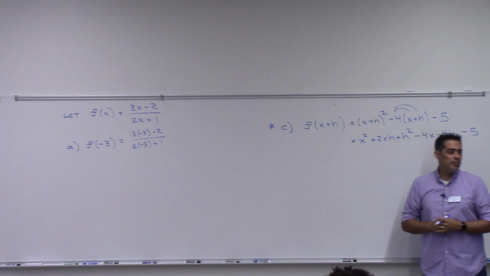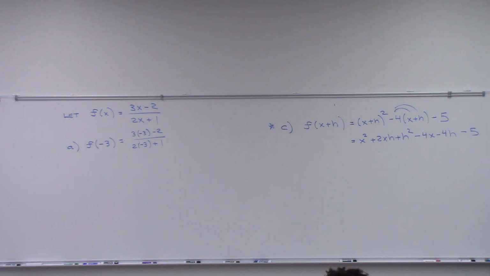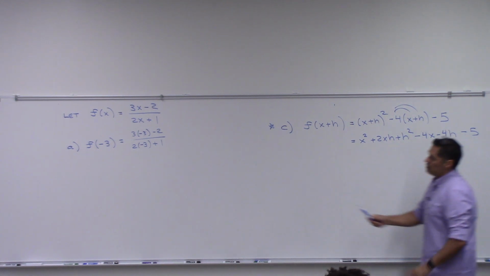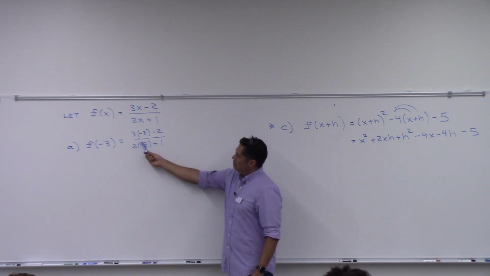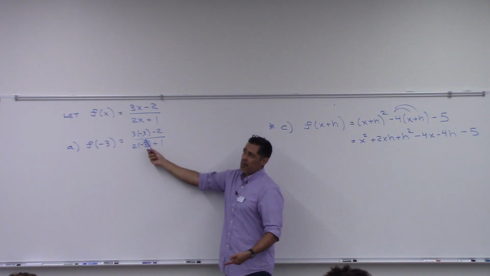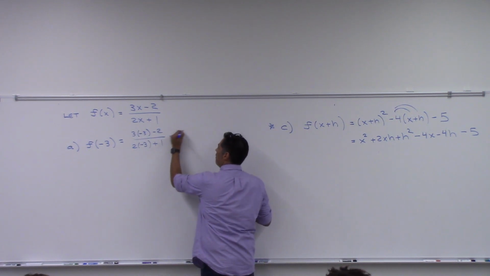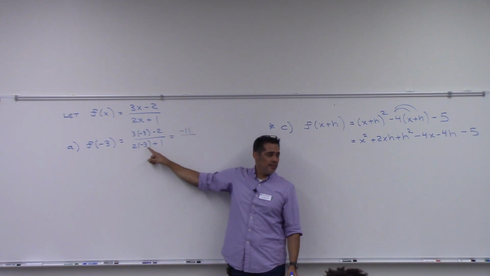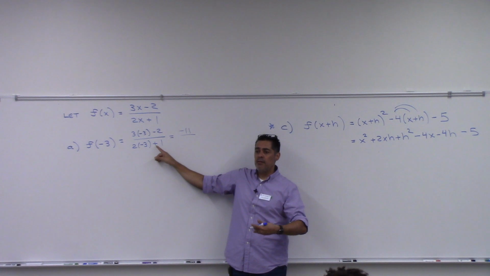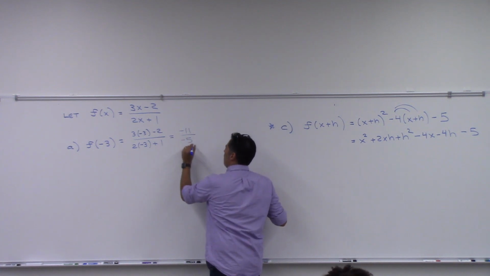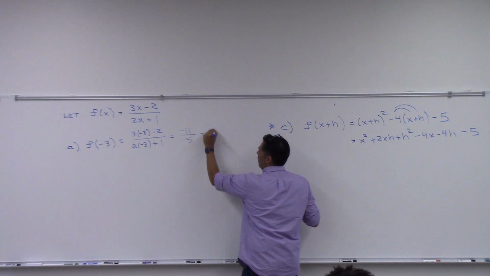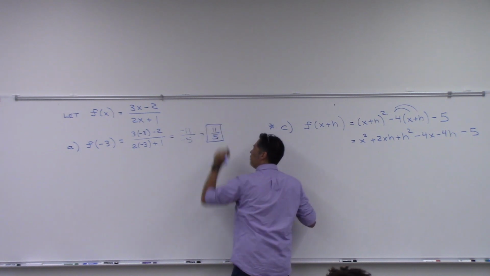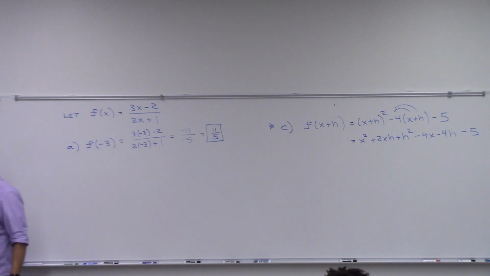On top, what do you get? What do you do first on top? In the numerator, what do you do first? 3 times this, right? That's multiplication. 3 times negative 3? Negative 9. Take away 2. Negative 11 on top. On the bottom, 2 times negative 3, negative 6, add 1, negative 5. That fraction does not reduce, but a negative divided by a negative is positive, so you get 11/5. Just leave it as a fraction. Okay, that's plugging a number, yeah?